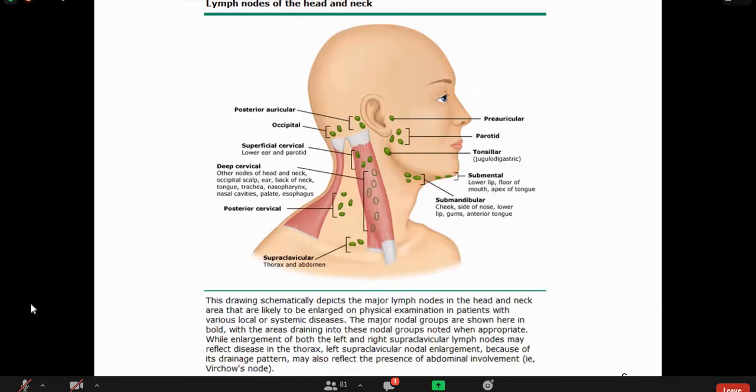may reflect disease in the thorax, left supraclavicular lymph node enlargement, because of its drainage pattern, may also reflect the presence of abdominal involvement. For example, you have heard of Virchow's node. Can anyone tell me, when there is an enlargement of the Virchow's node, what disease do we suspect? I'm expecting answers. What disease are we going to suspect when we find an enlargement of the Virchow node on the clinical examination?